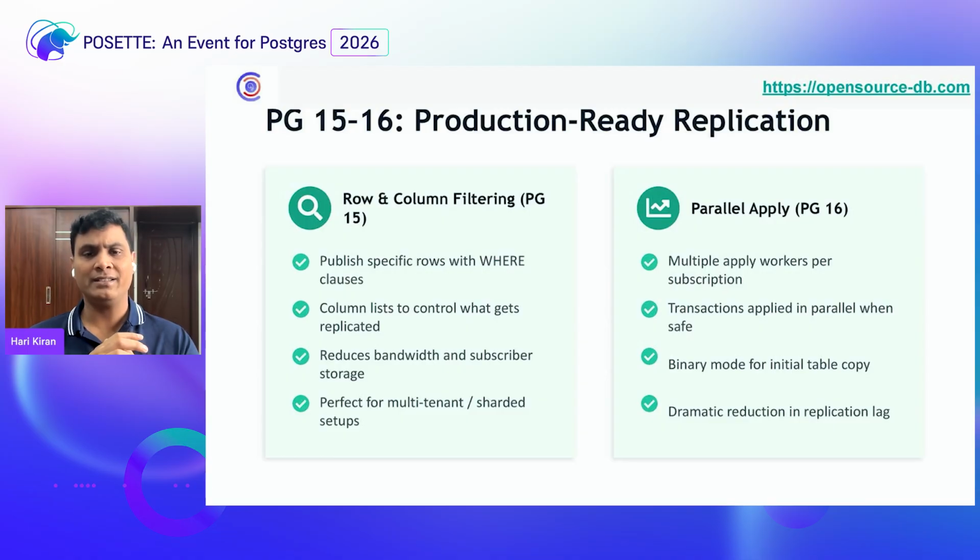Before 16, a single apply worker processed all the changes in a sequential manner, right? If your publisher had a high write rate, the subscriber would fall behind, naturally, because of the velocity at which the changes are happening on the source versus how they are applied. With parallel apply, now Postgres can use multiple workers per subscription. That's the GUC that I was referring to, applying non-conflicting transactions concurrently.